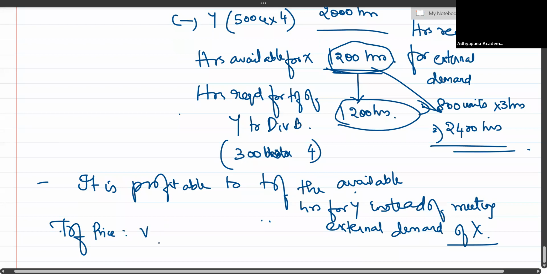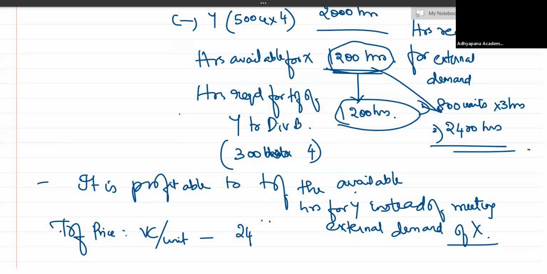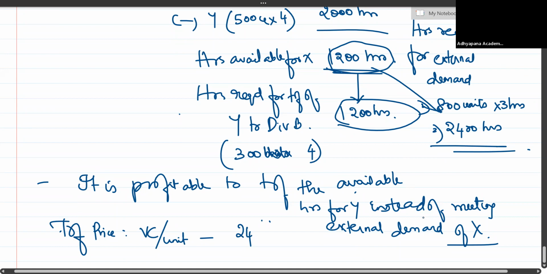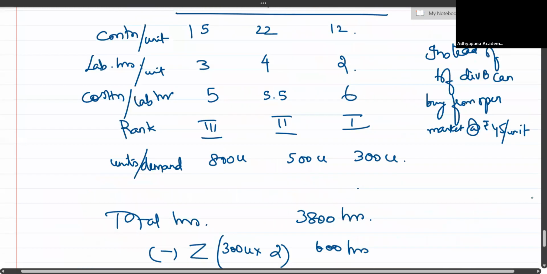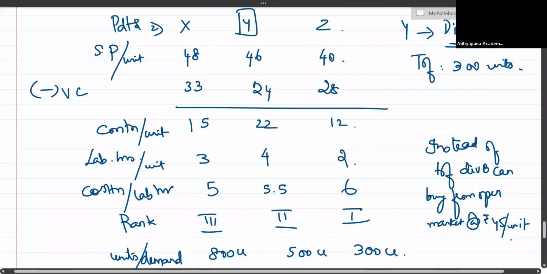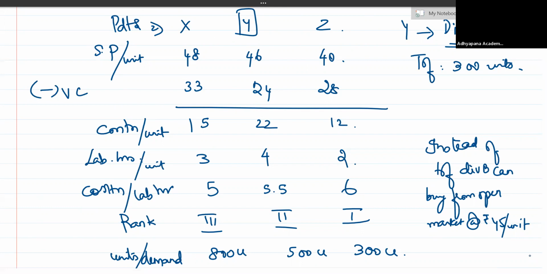The transfer price will be, which product am I going to transfer? Y. What is the variable cost per unit of Y? It is 24. Because of this internal transfer, what is happening? You are foregoing 50% of demand of X, because X required 2400 hours. With 1200 hours, you could have honored 400 units, 50%. You are foregoing 400 units of external demand of X, correct? When you are foregoing 400 units, and for each unit you are foregoing 15 rupees of contribution, you have an opportunity loss of 6,000.